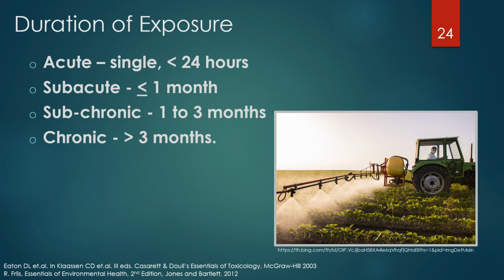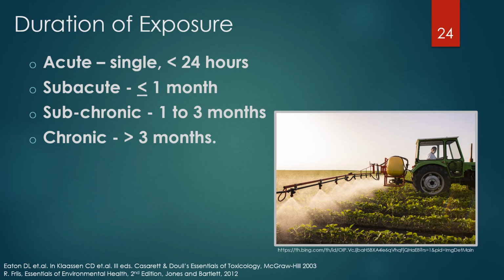The duration of exposure is important to toxicologists. Common terms used for exposure duration include acute, which usually refers to a single exposure for less than 24 hours, subacute for exposures for less than or equal to 1 month, subchronic for exposures of 1 to 3 months, and chronic for exposures of more than 3 months.